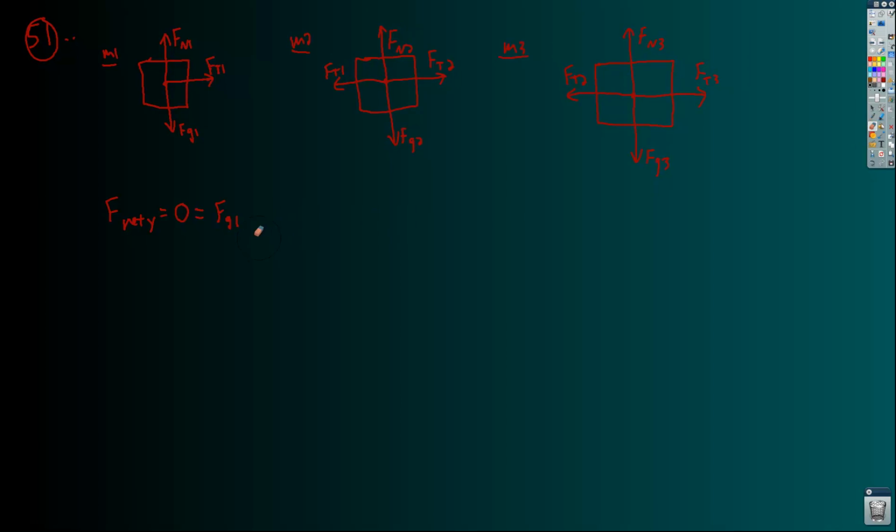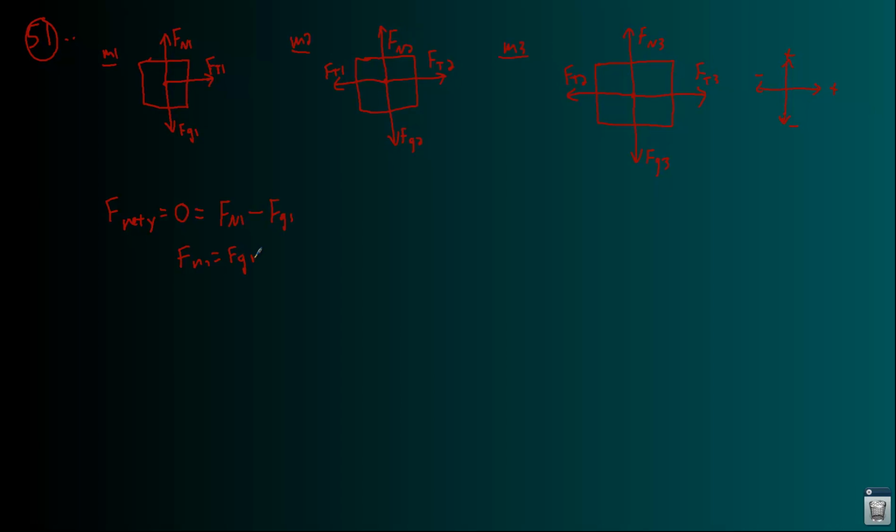Before I do that, because I'm thinking about what's positive and what's negative, let's define that. Up is positive, down's negative, right is positive, left's negative. Because of that, Fn1 is positive, Fg1 is negative. But because it equals 0, Fn1 equals Fg1.